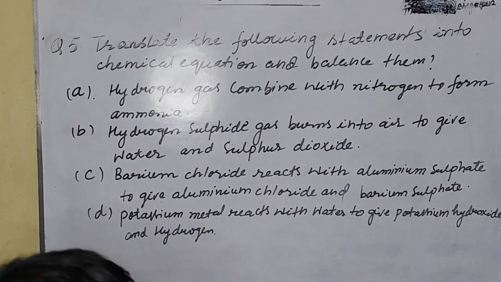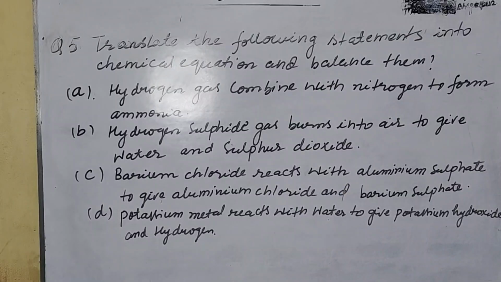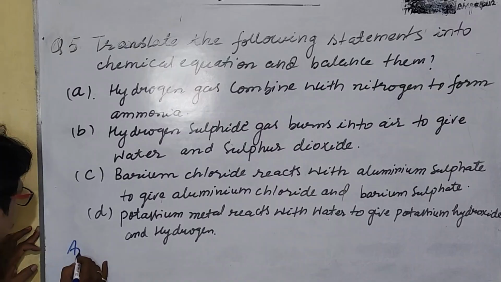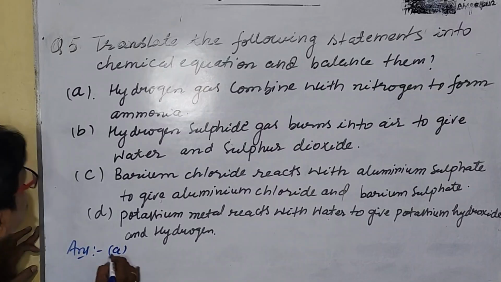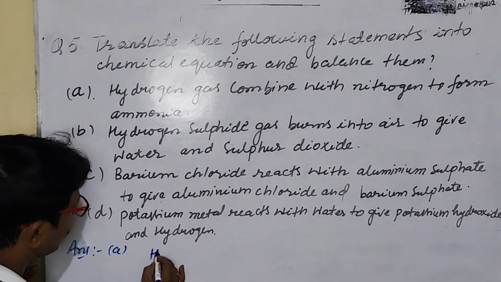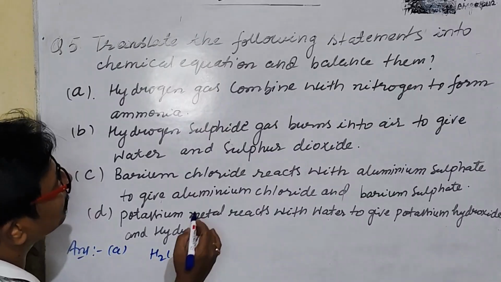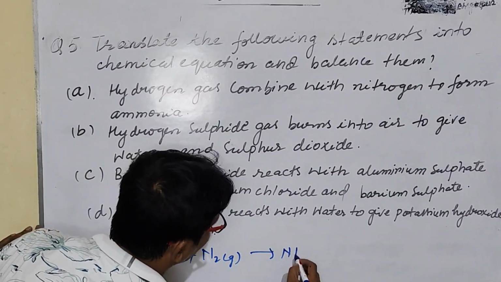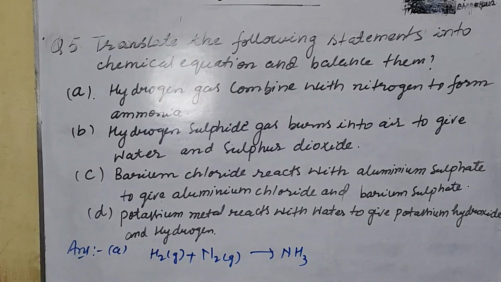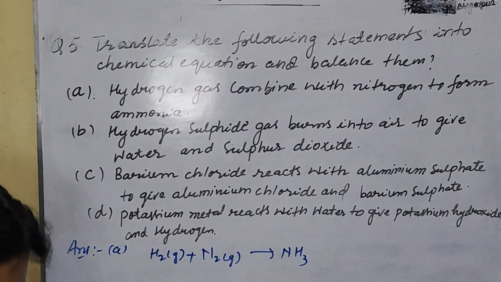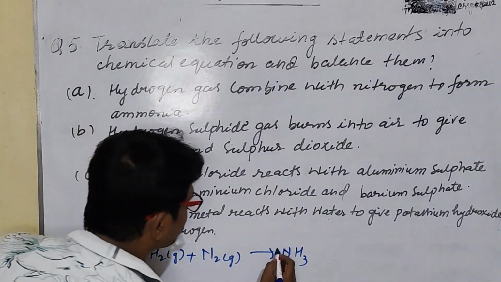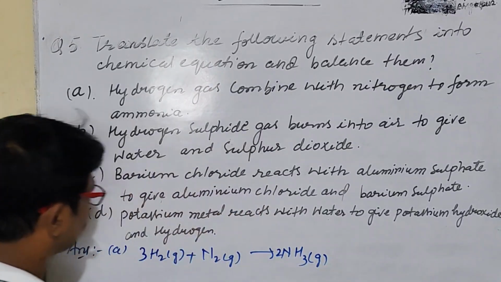The answer I am going to write here. So first answer is, hydrogen gas H2 plus nitrogen gas gives NH3. So you can write here the balanced reaction: N2 + 3H2 → 2NH3, that is ammonia gas.